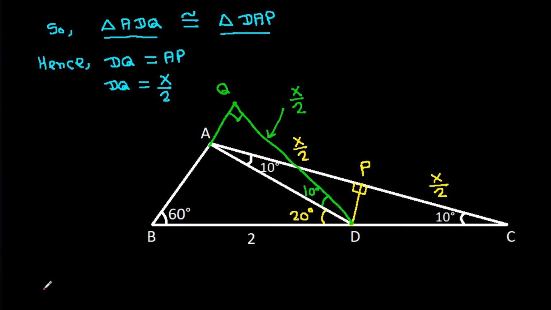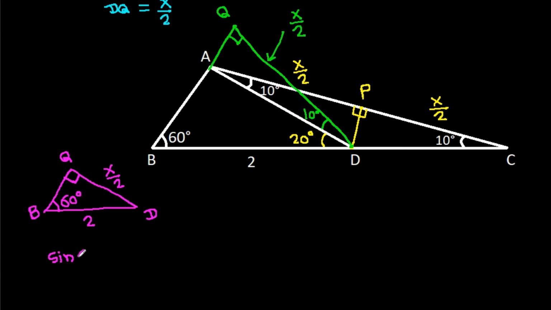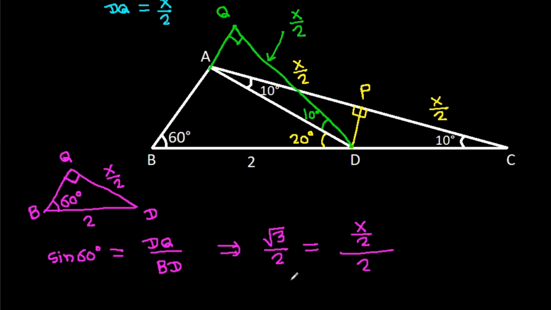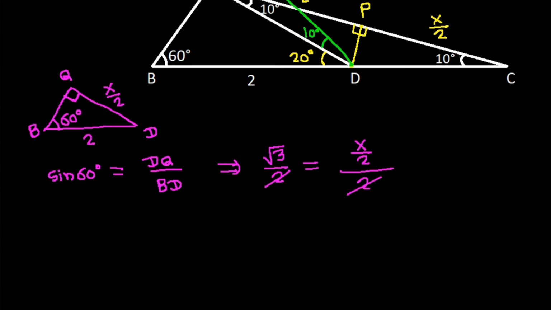And now, in triangle BQD, DQ is X over 2, BD is 2, and this angle is 60 degrees, this angle is 90 degrees. So sine 60 degrees will be DQ over BD. And sine 60 degrees is root 3 over 2, equal to DQ, which is X over 2, over BD, which is 2. And 2 will get cancelled. So we get root 3 is equal to X over 2. So X will be 2 times root 3.